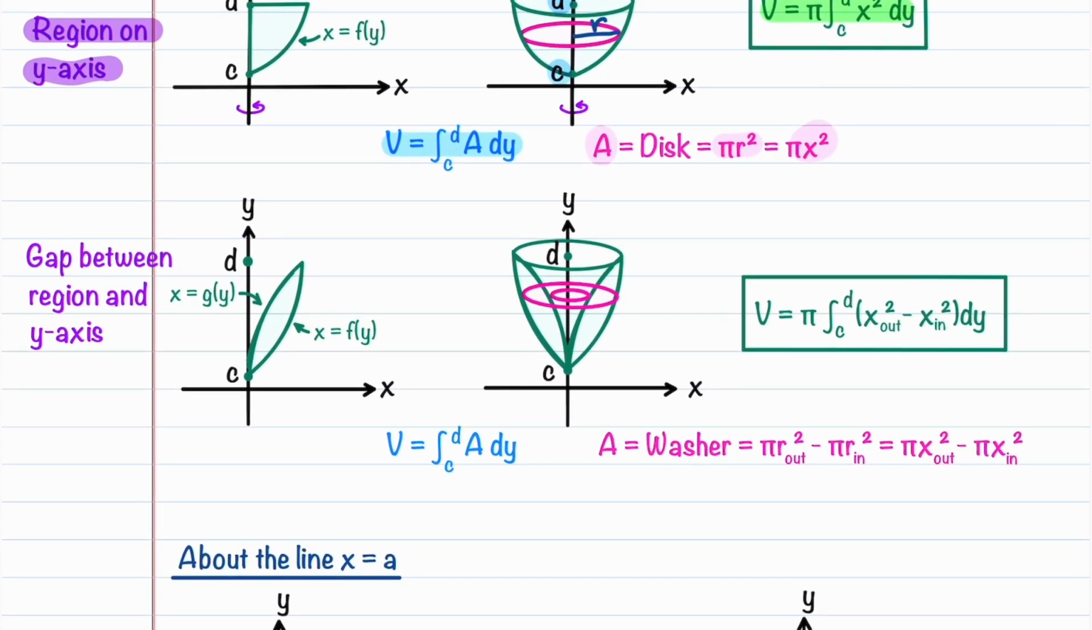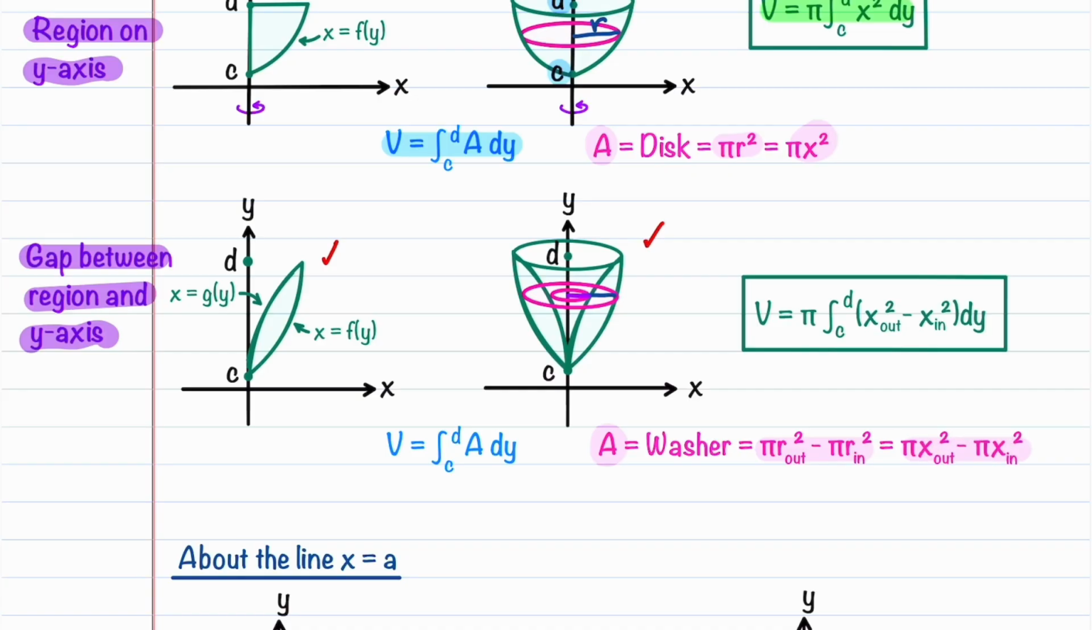In our next diagram, we have a gap between the region and the y-axis. When we rotate this region about the y-axis, we get a solid of revolution that has washer circular cross-sections. For this type of region, the area is equal to pi r out squared minus pi r in squared, where this is the outer radius in blue, and in purple, you can see the inner radius. So the area is pi x out squared minus pi x in squared.